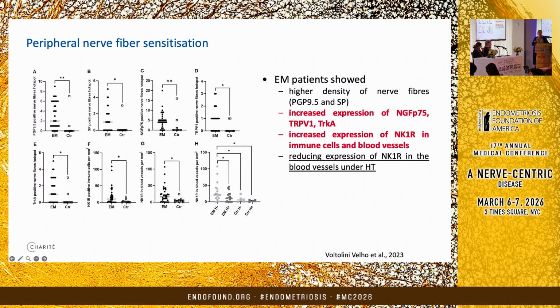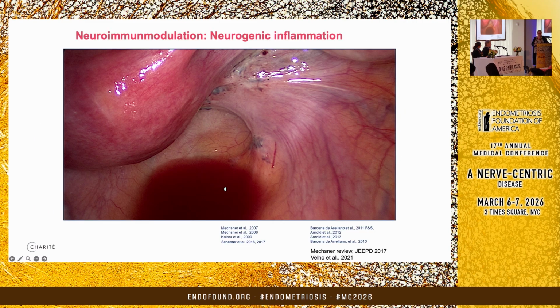So that means that we also have a peripheral sensitization of these nerve fibers. Bringing together this idea, we have the lesions at the beginning, and we have the release of a lot of inflammatory mediators, nerve growth factors, and so on. We found these also elevated in the peritoneal fluid. The inflammation is going on.